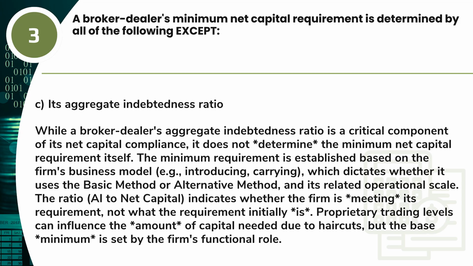Explanation: while a broker-dealer's aggregate indebtedness ratio is a critical component of its net capital compliance, it does not determine the minimum net capital requirement itself. The minimum requirement is established based on the firm's business model, e.g., introducing, carrying, which dictates whether it uses the basic method or alternative method, and its related operational scale. The ratio, AI to net capital, indicates whether the firm is meeting its requirement, not what the requirement initially is. Proprietary trading levels can influence the amount of capital needed due to haircuts, but the base minimum is set by the firm's functional role.